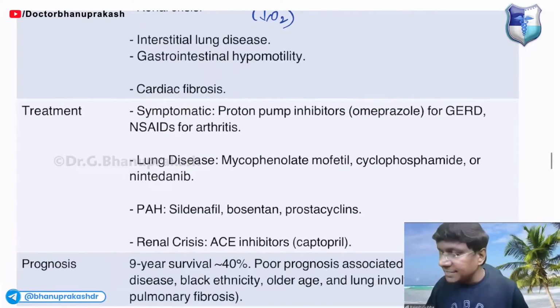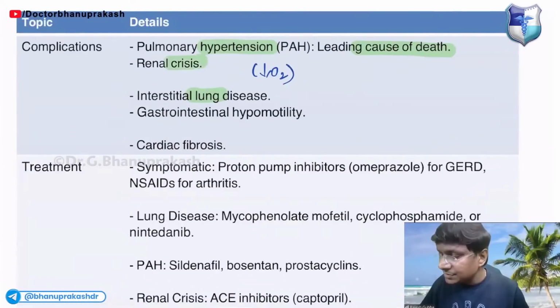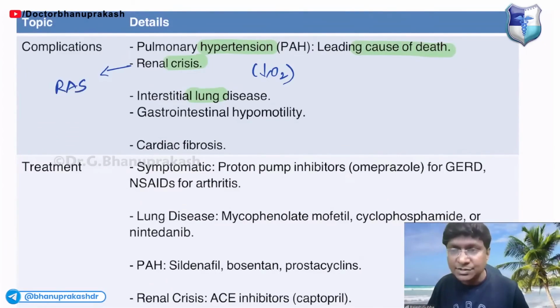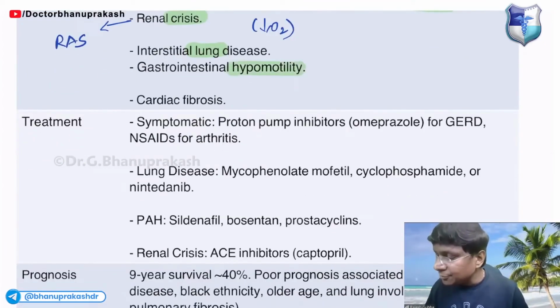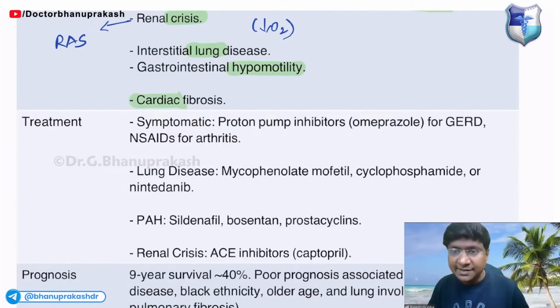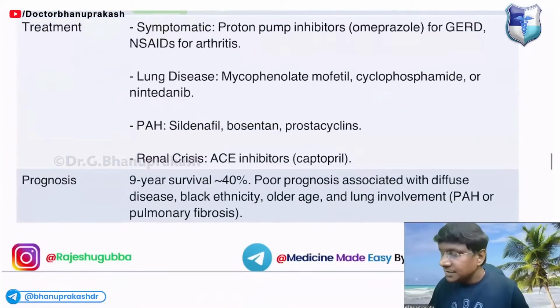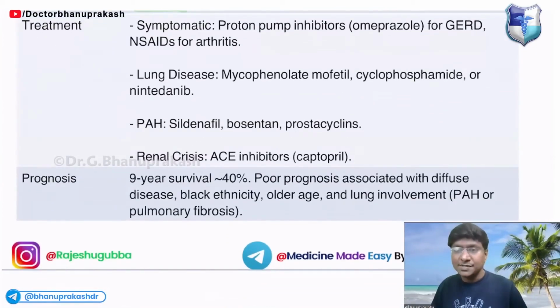And the other complications will be in the form of ILD. Why is there a renal crisis? Renal crisis will be there mainly whenever these patients develop renal artery stenosis. Then gastrointestinal hypomotility will be there, as well as cardiac fibrosis in these patients. Then what are the other treatment options in these patients?